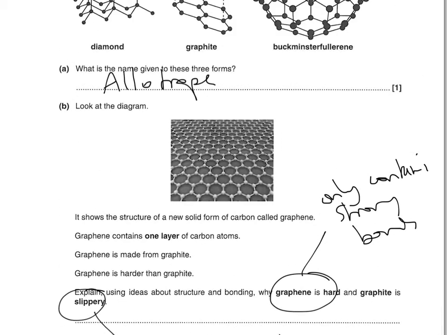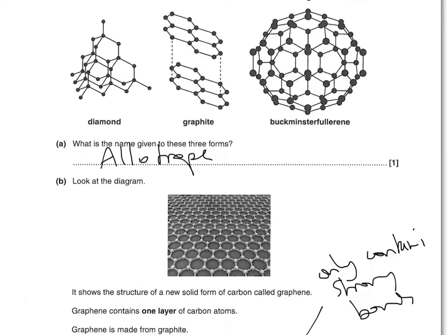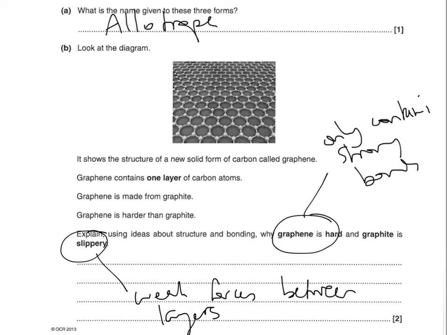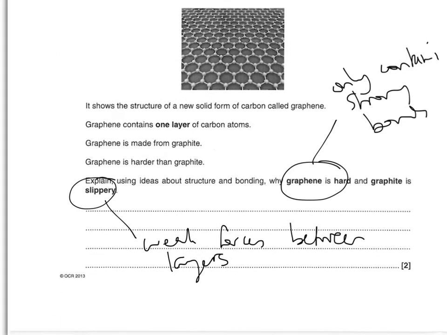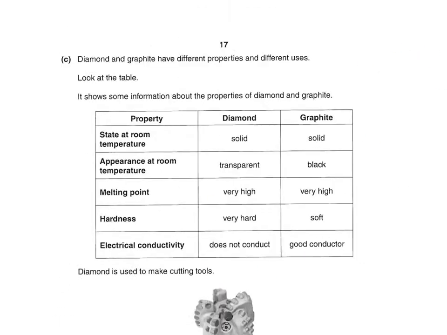And what I mean by layers is this here, the fact they're made of layers. Graphene is just 1 layer, whereas graphite has 2 layers, or more than that, held together by weak forces, which means the layers can then slide over each other. But that will get you both marks there, that point there, and that point there.